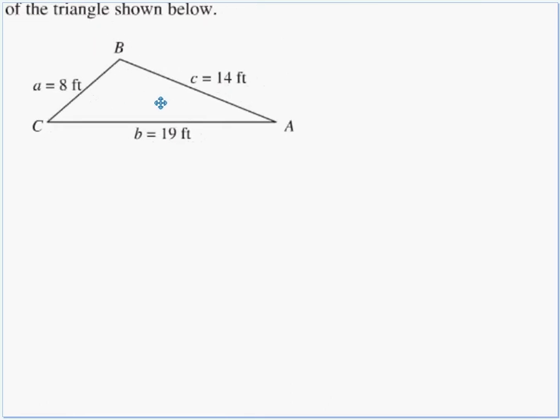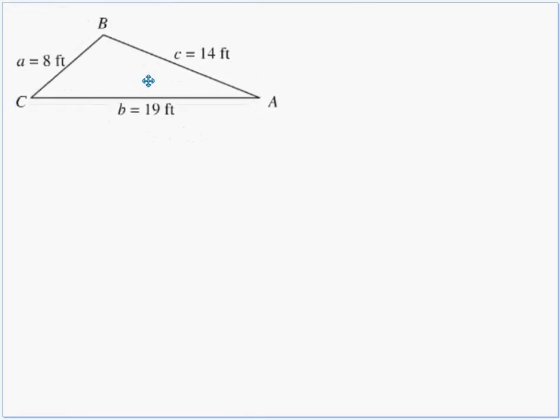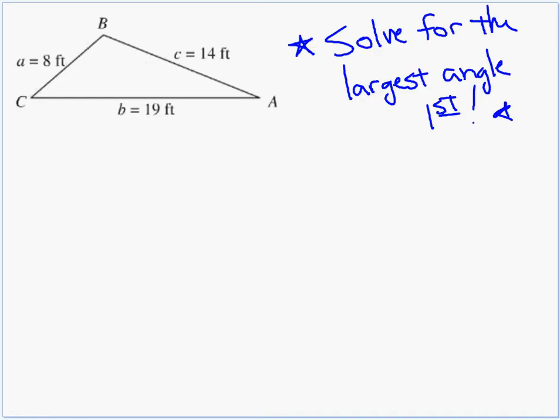Now, something else of pretty good importance here: when we're dealing with a side, side, side scenario, always solve for the largest angle first.